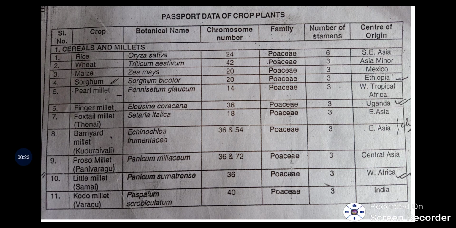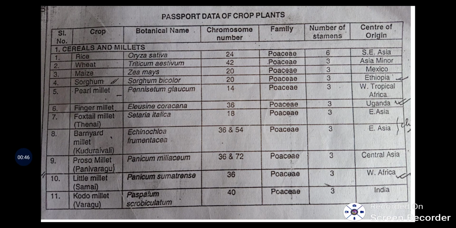The first important cereal is rice, which is botanically named Oryza sativa, which has chromosome number 24. Chromosome number here means the overall number of chromosomes, or the diploid set of chromosomes, that I am going to give you here. Rice and other cereals majorly belong to family Poaceae.